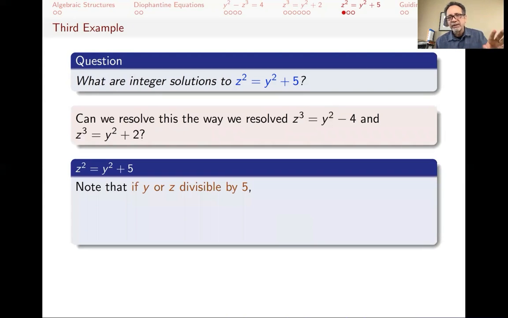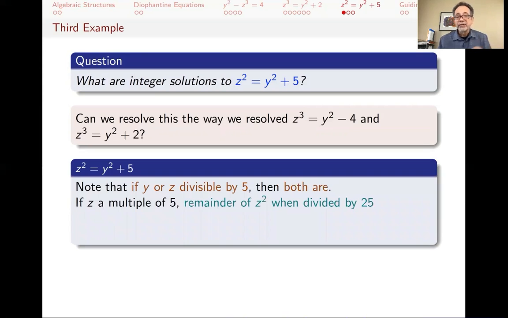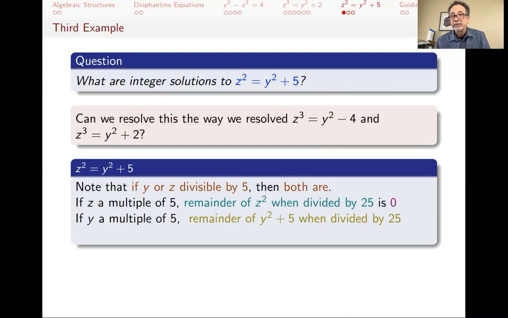Again, just like in the second one, we will first say that if y or z are divisible by 5, then both of them will have to be, because z squared is y squared plus 5. If z is a multiple of 5, the remainder of z squared when divided by 25 will be 0. And if y has a factor of 5, then y squared plus 5, when you divide it by 25, will have remainder 5. And those are not the same. So we can't have y or z divisible by 5.